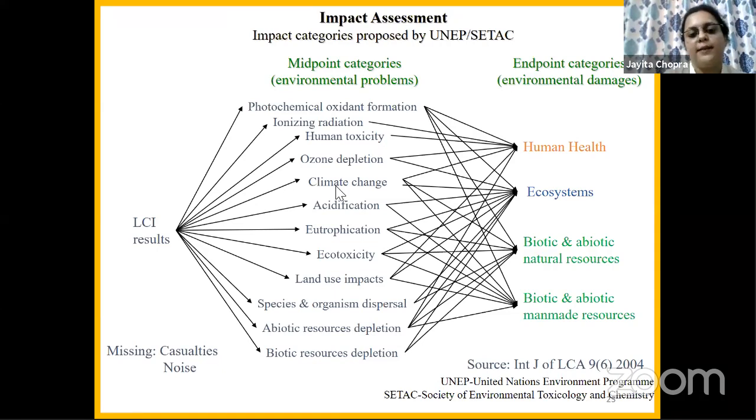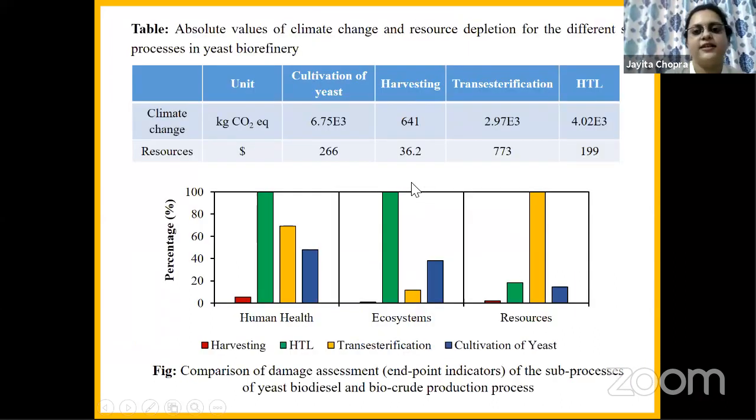So for example, for climate change, it will calculate based on the amount of CO2 emissions or amount of methane it emits, and it gives it in the GWP or global warming potential. The results of these midpoint categories are then aggregated to form the endpoint categories, which are also called the damage categories, like human health, ecosystems, and natural resources. So this is how the results will be translated to the impact category indicators. So these are some of the results I would like to share with you.